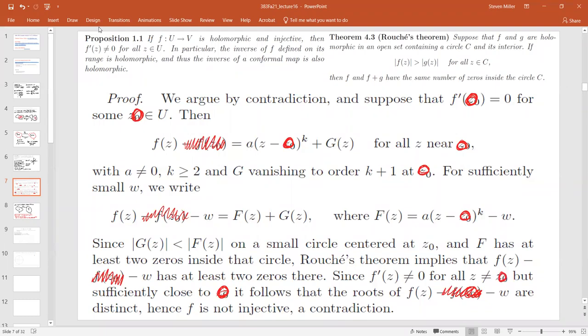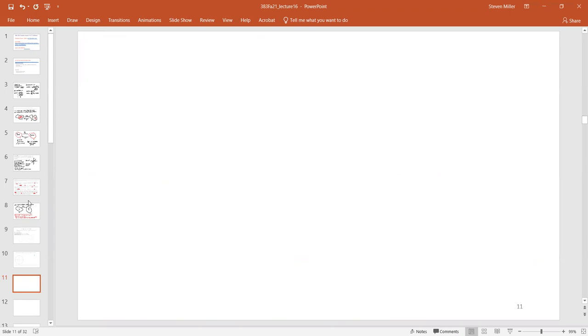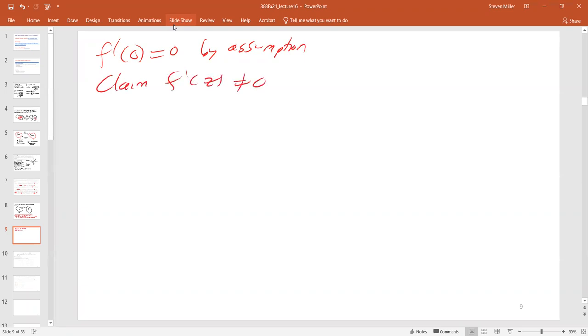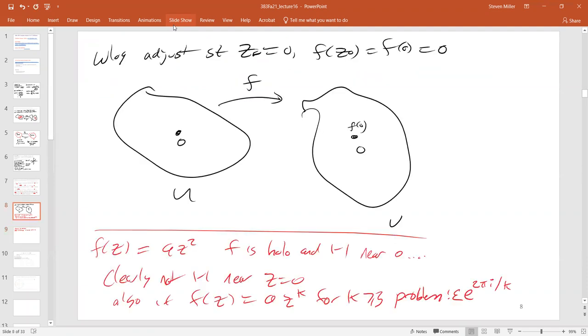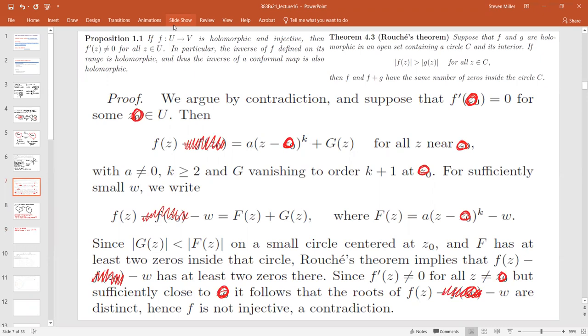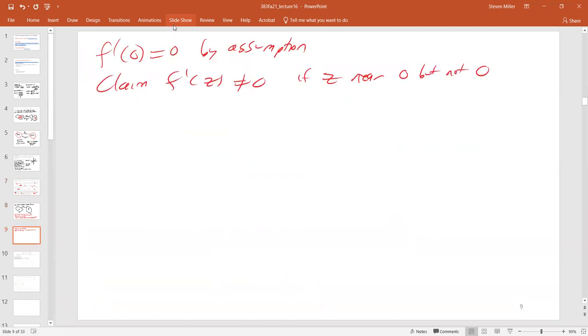Why is f prime of z not equal to 0 if you're close to 0? So that's something that they really gloss over. So we have f prime of 0 is equal to 0 by assumption. Claim: f prime of z does not equal 0 if z is near 0 but not 0. So the book made that claim. It made it very, very rapidly. It just said, since f prime of z is not 0 for all z not equal to 0 but sufficiently close. Why can the book say that?